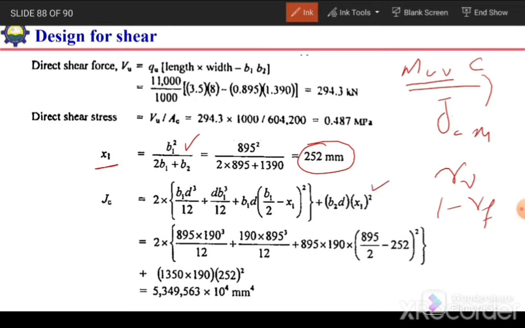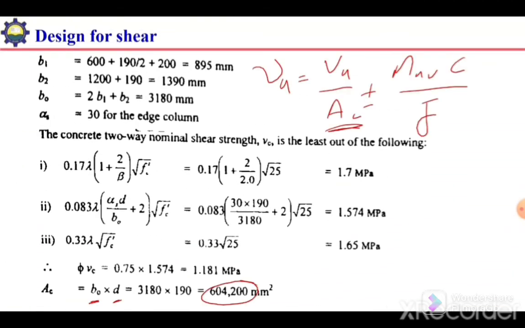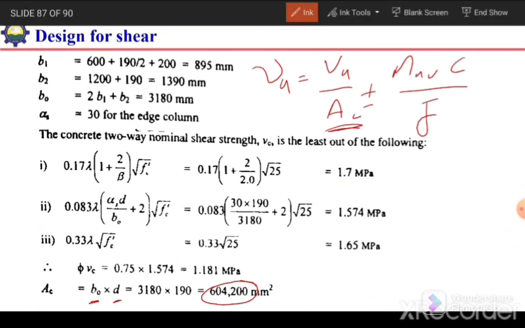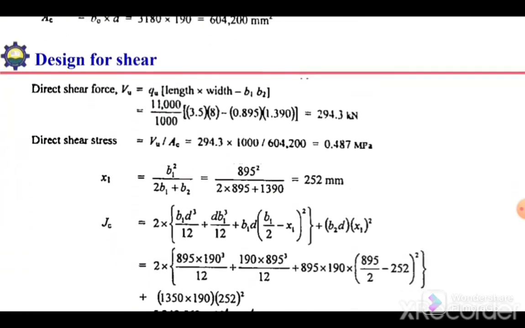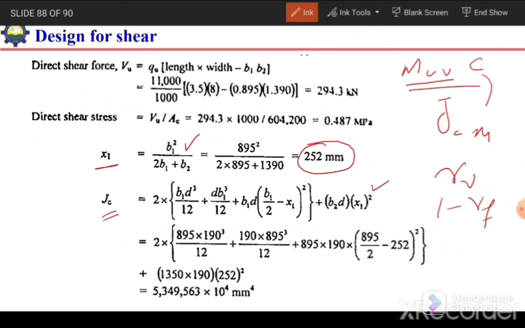Similarly, the equation for JC is also given, so we just need to substitute the values of B1, B2 and D. And what B1 and B2 are, we have already seen over here. So here it is B1 and B2. We just need to substitute these values in this equation. After substituting the values, we can get the value of JC, which is over here.